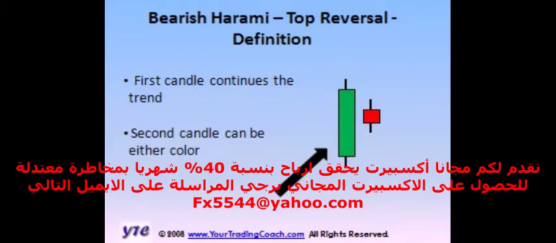And as it states on the video, the second candle can be either colour. So a bearish Harami at a market top involves a green candle continuing the uptrend, followed by an inside candle of either colour. In this case red, and in this case green. Both are valid. In addition, the candles may or may not have shadows. It has no effect on the validity of the pattern.